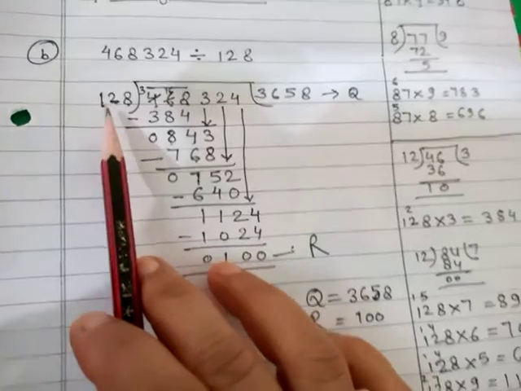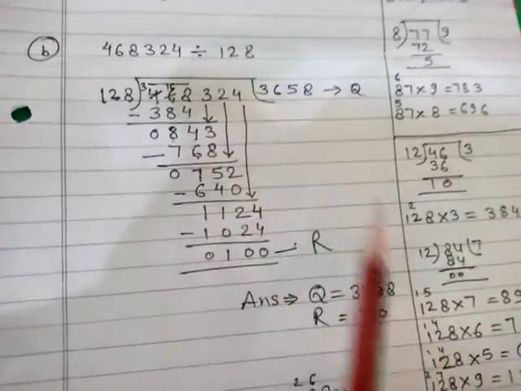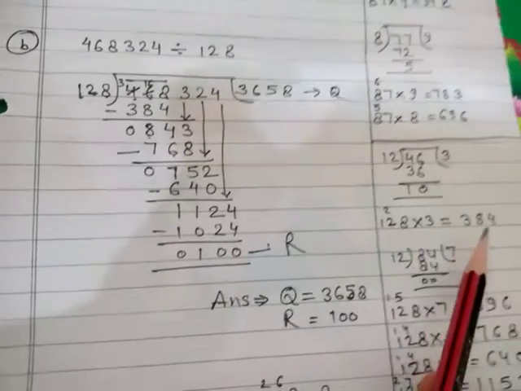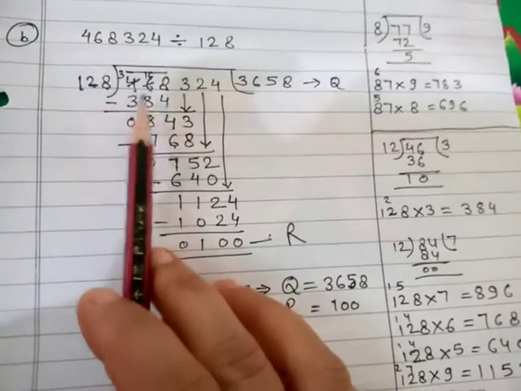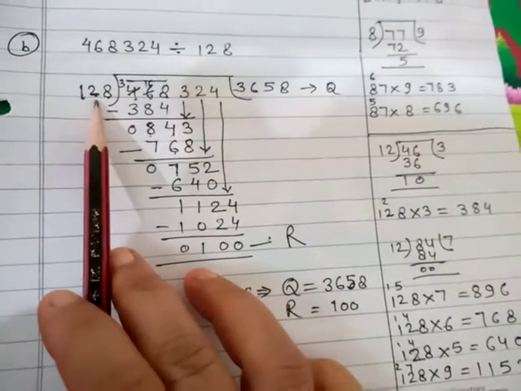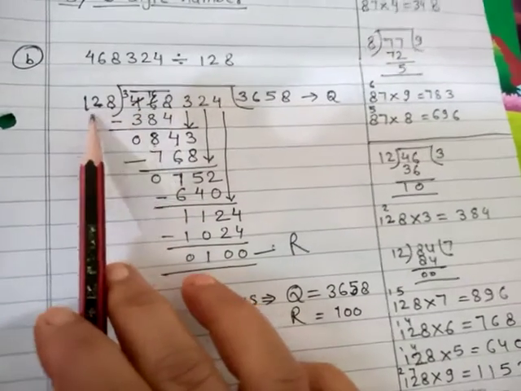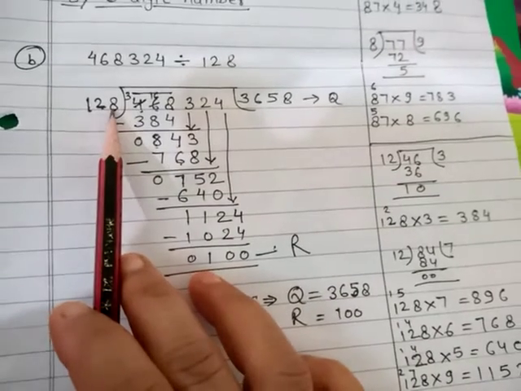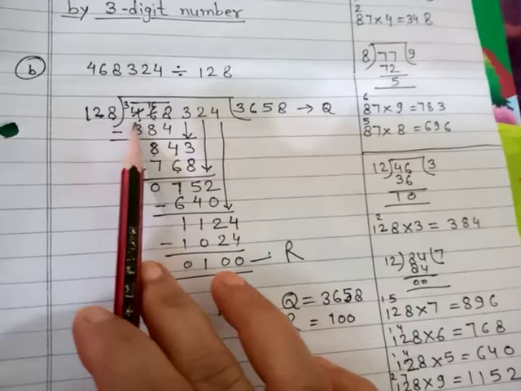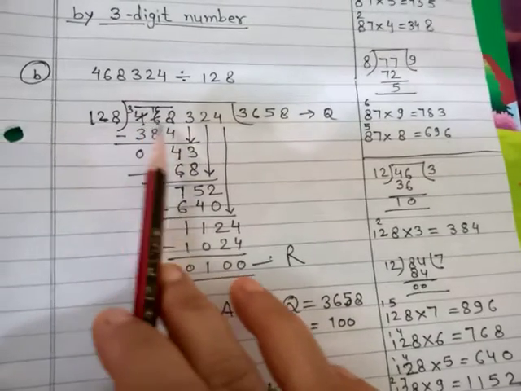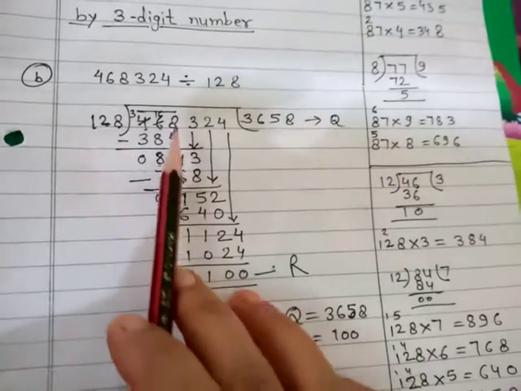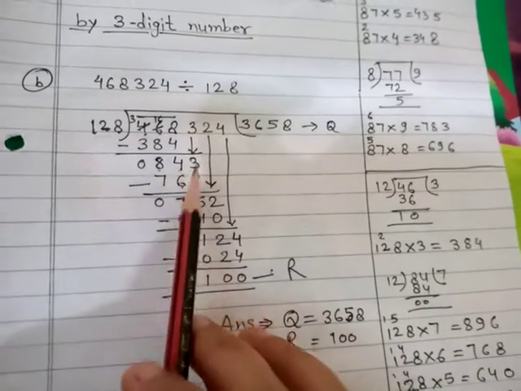That's why here also 128 threes. Here you multiply and see 128 threes are 384. We can write it here because 384 is less than 468. Again you see, here we had taken 12 and here 46. Now to divide we had increased one digit here, so here also one digit we have increased. And under this number we will write it here. Okay, now subtract it. It is 84. Now take 3.